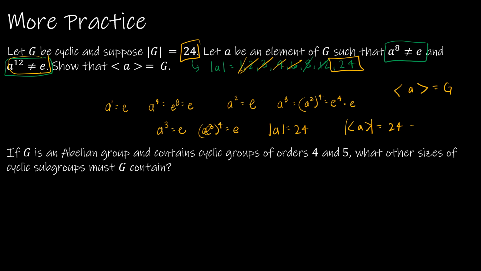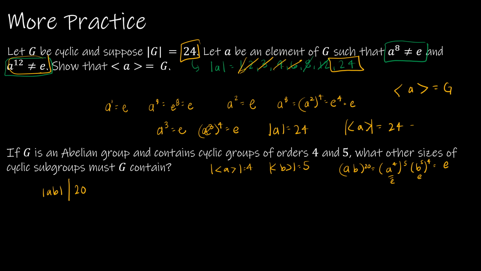Last one, just a lot of kind of silly math. If G is an abelian group and contains cyclic groups of orders 4 and 5, what other sizes of cyclic subgroups must G contain? So again, we're going to let the order of A be 4 and the order of B be 5. Now it's abelian, so we know that AB to the 20th is equal to A to the 4th to the 5th, and B to the 5th to the 4th. Well, A to the 4th is E, and B to the 5th is E, so that's just E. So we know that the order of AB must divide 20.